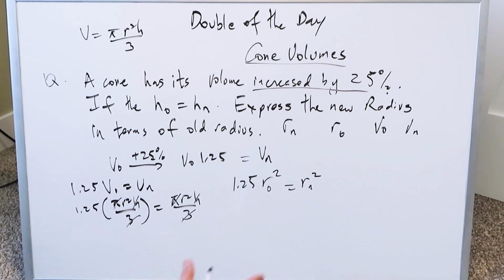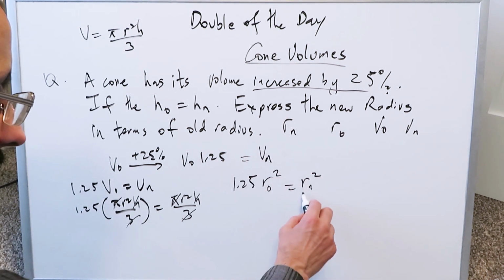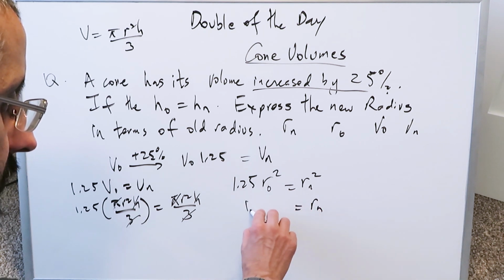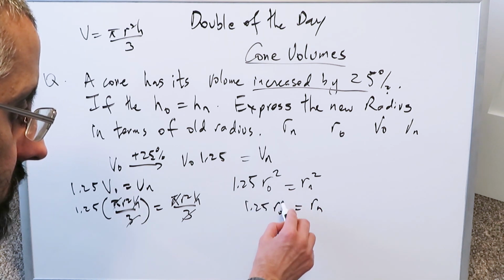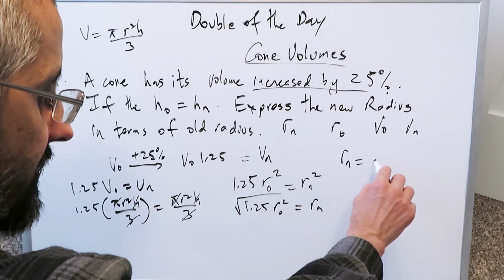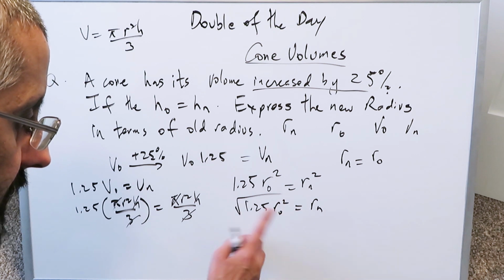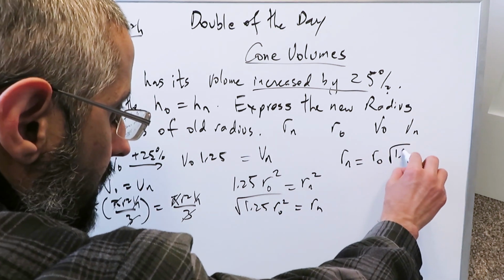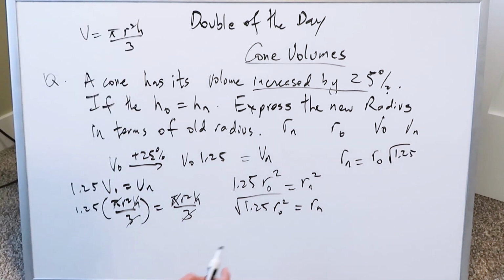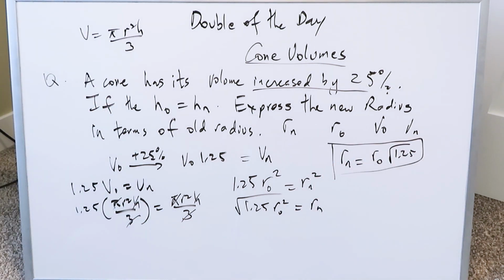When you now solve for this, because we have to express the new radius in terms of the old radius, you'll solve for Rn. Rn is equal to the square root of 1.25 Ro squared. You can simplify this. You'll have the new radius is equal to r, which is the original radius. It can come out because it's a perfect square, and the root of 1.25, and that right there would demonstrate the relationship between the new radius and the old radius, given that the heights of both cones are the same.